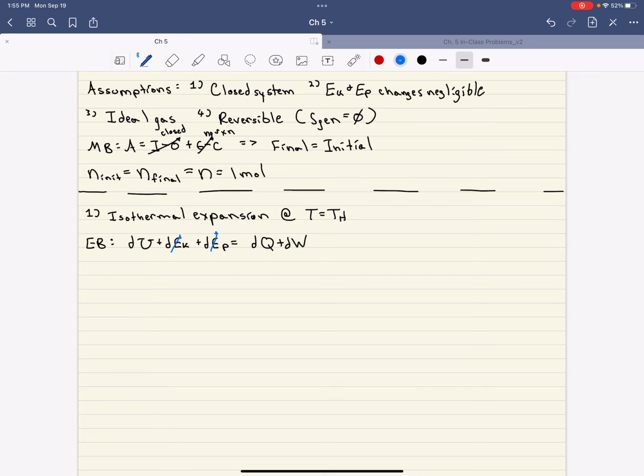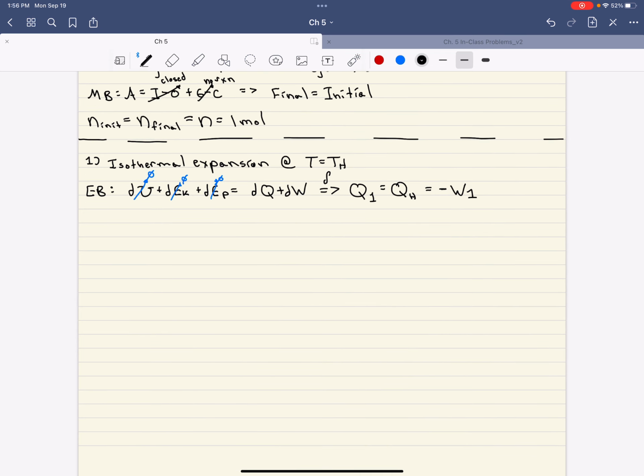We don't care about changes in kinetic or potential energy. And it's isothermal, so for an ideal gas, dU is going to be equal to 0. If we integrate this out, we find that the heat for our system in step 1 is equal to the heat that has to go into the system from the hot reservoir, and that's just equal to the negative of the work that the system has to give to the surroundings in order to expand. So, if we could figure out work, that means we could figure out what the needed QH is.